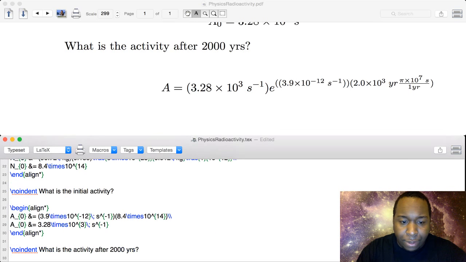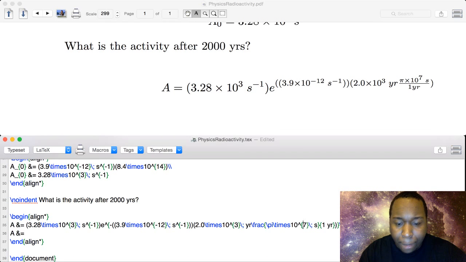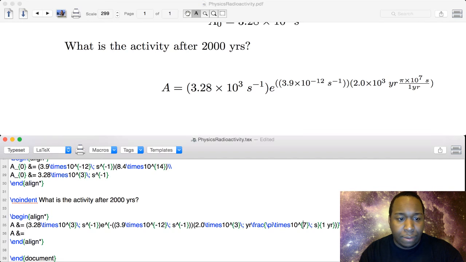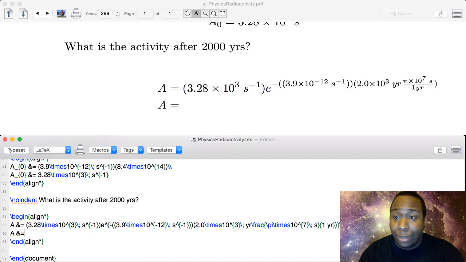Let me increase this so you guys can see what I'm doing here. But just to verify, yeah, it should be a negative sign there. All right. That's now correct. And I'm going to go ahead and plug this into my calculator and see what I end up getting. And I think we'll end it here, but I do want to talk a little bit more about radioactivity.